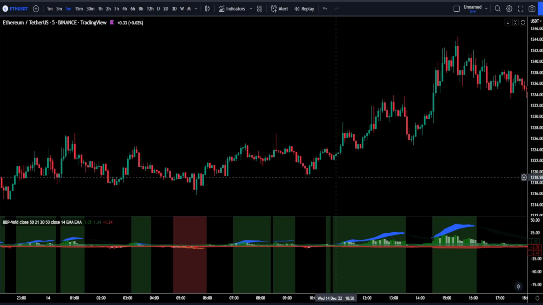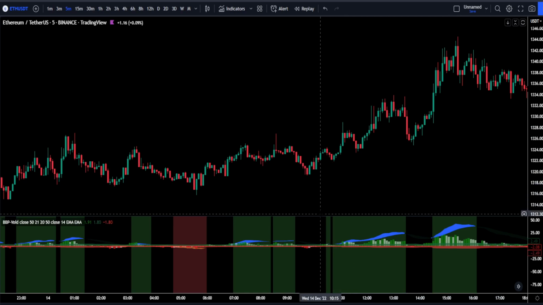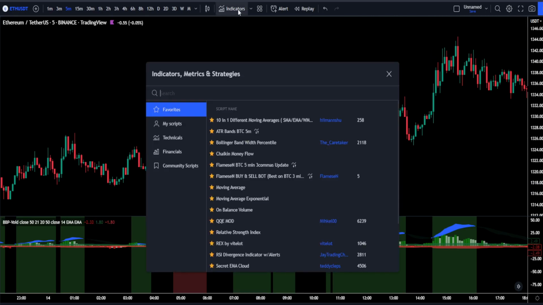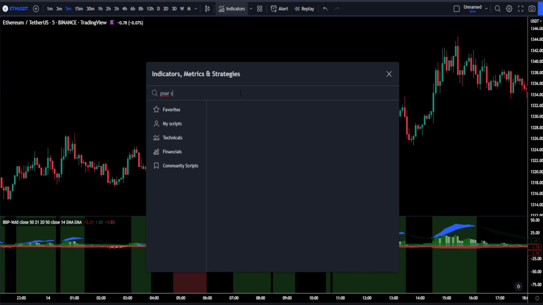Okay, now we know what this indicator consists of. Let's now build a simple strategy with this tool. For this strategy, we need to install one more indicator, which is called the Parabolic SAR, or you can type in PSAR, STEO, which is this one here.